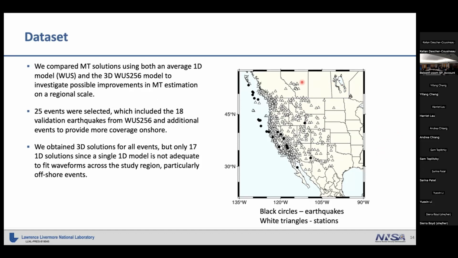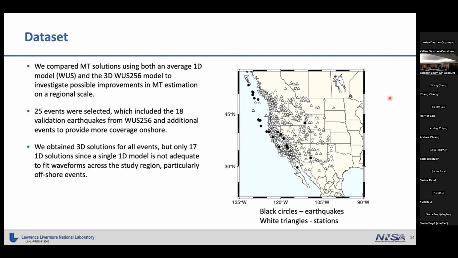So we obtained 3D solutions for all the events, but only 17 1D solutions. That goes back to my previous comment that we're not able to use a single 1D model to fit these events offshore here. The black circles are the earthquakes that we're looking at, and the white triangles are all the stations that we end up using, not for every event, but combined.